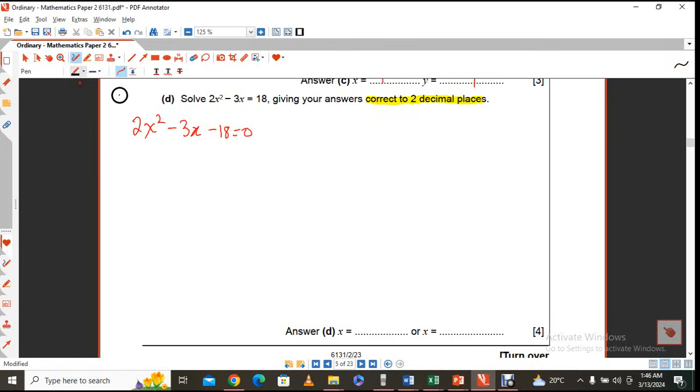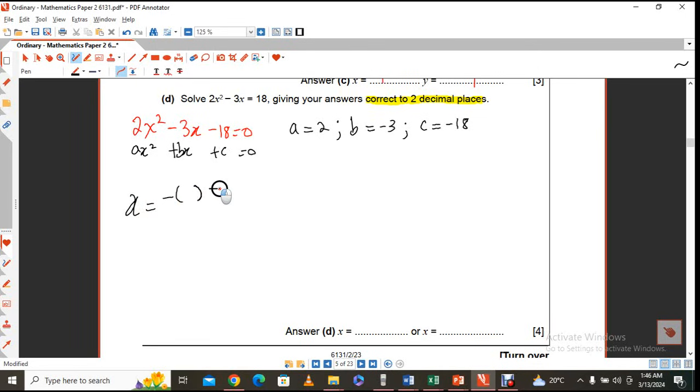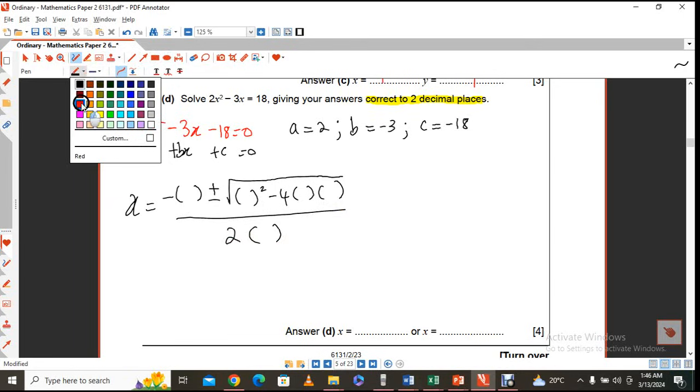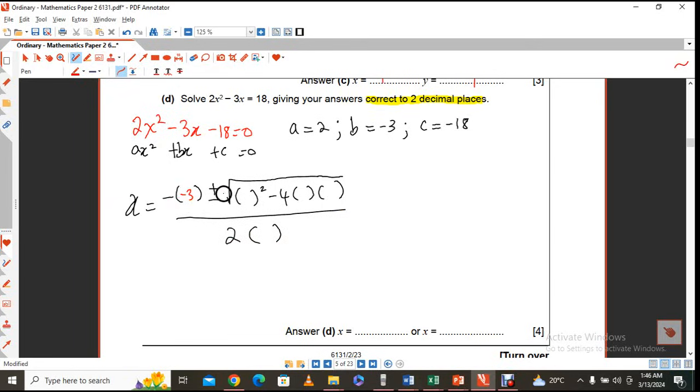Now we're going to identify our values of a, b and c. So our a is 2, our b is -3, and our value of c is -18. That is ax squared plus bx plus c equals 0. Right, so you can use the quadratic equation formula, which is x equals minus b plus or minus the square root of b squared minus 4ac, all of this divided by 2a. So let me just plug in the values there. The value of b is -3, so that -3 has nothing to do with this one over here. The value of a is 2, the value of c is -18, and the value of a is 2.